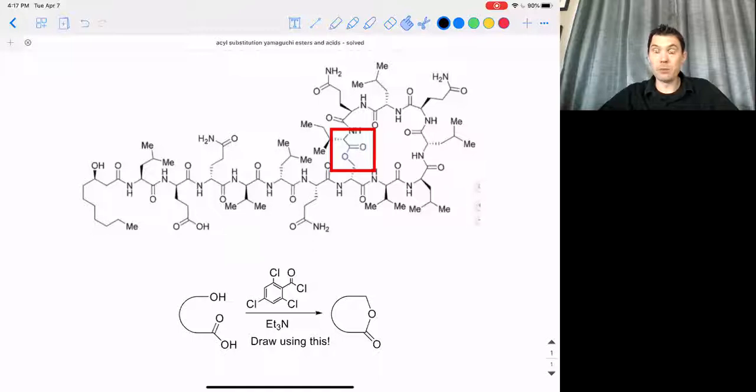In this video, what we're going to do is go over an arrow pushing mechanism for the formation of a lactone using the Yamaguchi reagent. And so that's the reagent shown here.